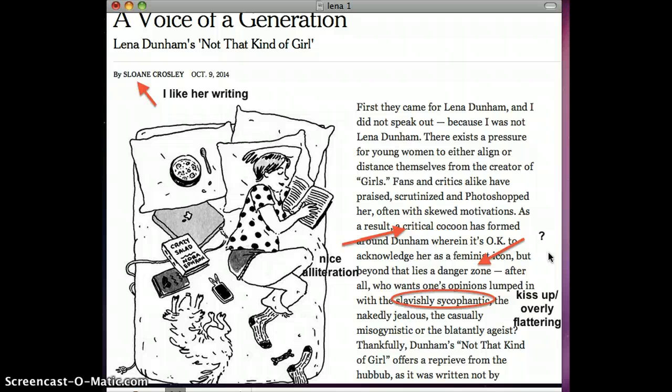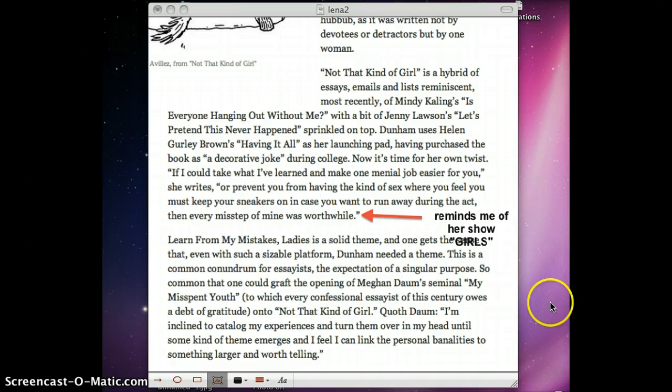So the slavishly sycophantic, the nakedly jealous, the casually misogynistic, or the blatantly ageist. Thankfully, Dunham's Not That Kind of Girl offers a reprieve from the hubbub, as it was written not by devotees or detractors, but by one woman. Not That Kind of Girl is a hybrid of essays, emails, and lists, reminiscent most recently of Mindy Kaling's Is Everyone Hanging Out Without Me?, with a bit of Jenny Lawson's Let's Pretend This Never Happened sprinkled on top. Dunham uses Helen Gurley Brown's Having It All as her launching pad, having purchased the book as a decorative joke during college. Now it's time for her own twist. If I could take what I've learned and make one menial job easier for you, she writes, or prevent you from having the kind of sex where you feel you must keep your sneakers on in case you want to run away during the act, then every misstep of mine was worthwhile.